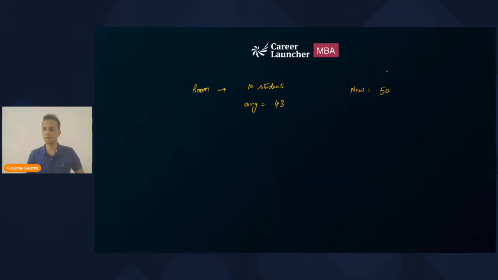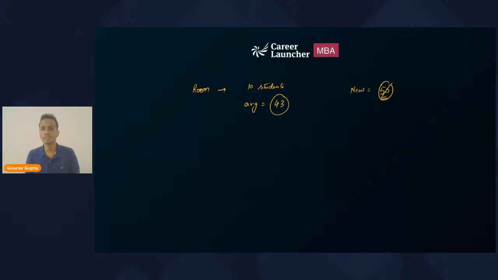Right now, I'm not talking about the exact calculation to start with. Understand what effect this new student will create on the average of the new group. Originally the average was 43. If the value of the student who has entered this room is more than the original average, then the new average will increase, right? So this new student will help in increasing the average because this value is more than the original average.